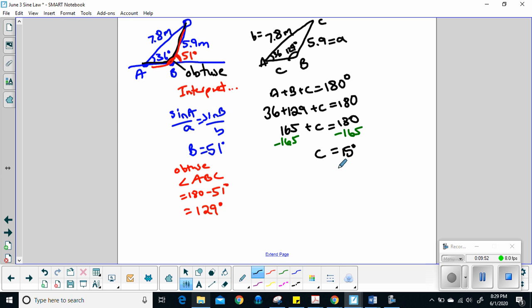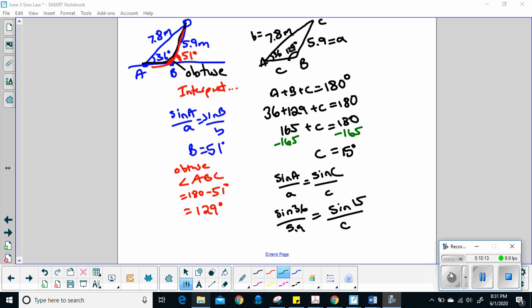So now that's the angle that I would use in my final fractions. So sine A over A equals sine C over C. So sine 36 over 5.9 equals sine 15 over C, which is what we're looking for.